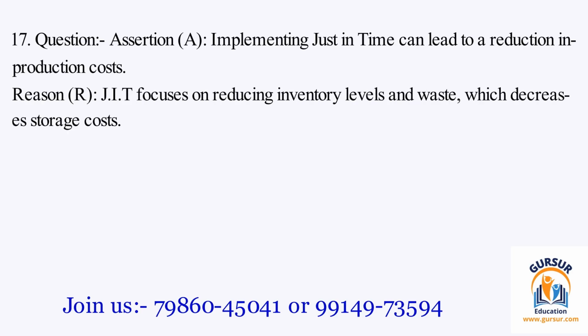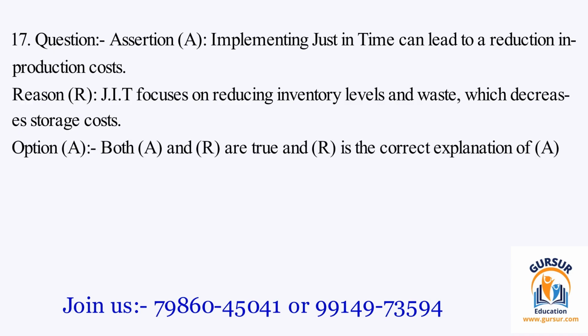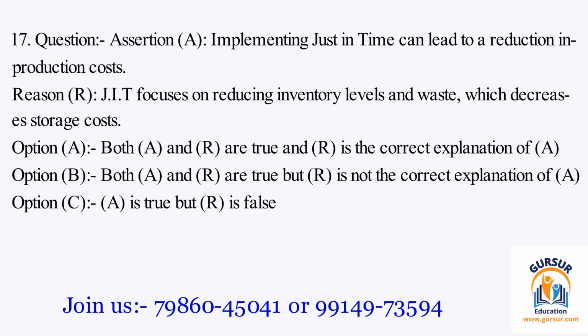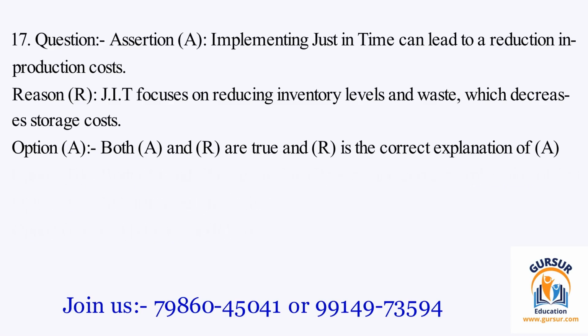Question number 17. Assertion A: Implementing just-in-time can lead to a reduction in production costs. Reason R: JIT focuses on reducing inventory levels and waste, which decreases storage costs. The option A is both A and R are true, and R is the correct explanation of A. The option B is both A and R are true, but R is not the correct explanation of A. The option C is A is true but R is false. The option D is A is false but R is true. The right answer of the question is option A, and that is both A and R are true, and R is the correct explanation of A.